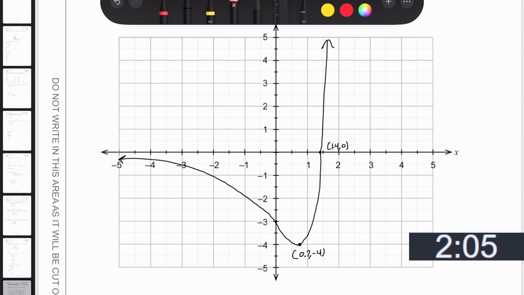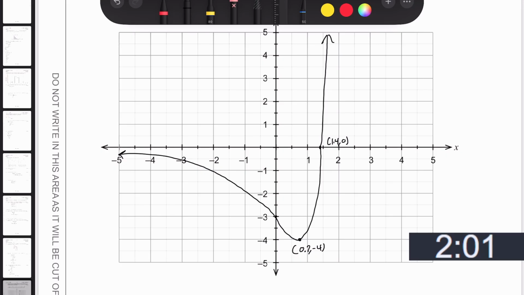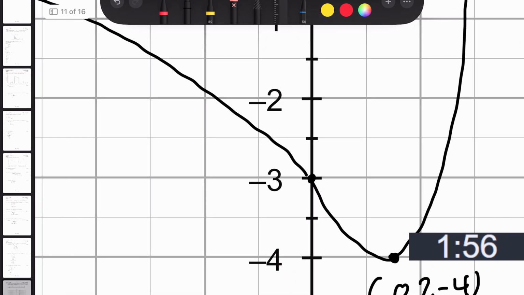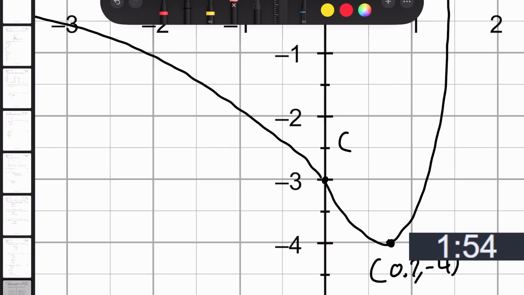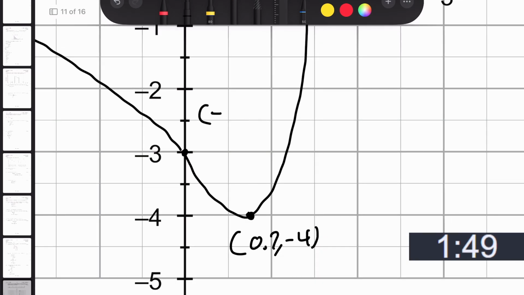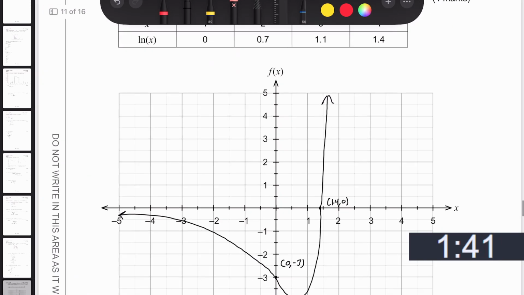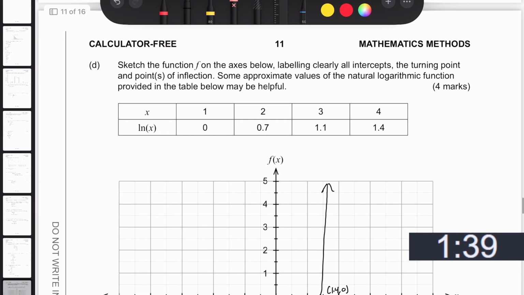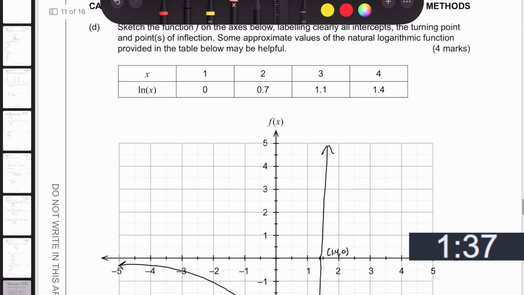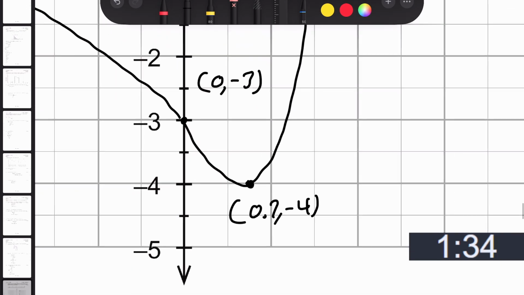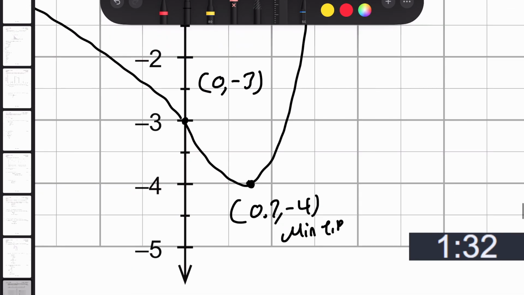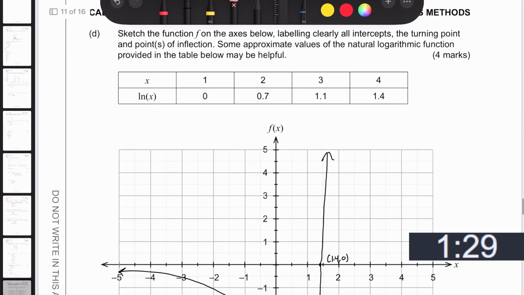And then we got calculator assumed coming up, so let's go. Do you know what? I just realized that I didn't label this point here. So let's label this 0, negative 3. And then, pretty happy with that. Labeling clearly all x-intercepts, turning point and points of inflection. So here this is a min turning point. And other than that, I think it's pretty good.